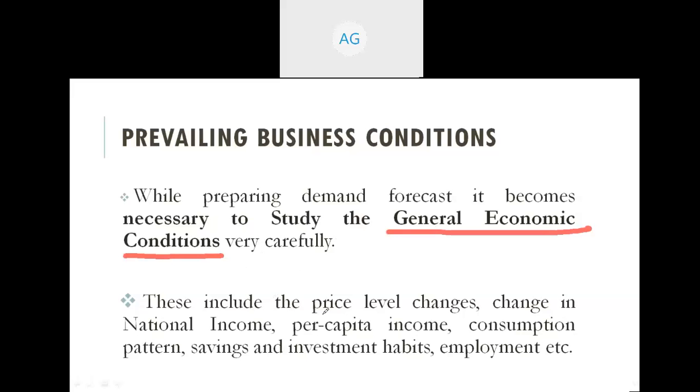So these include the price level changes, changes in national income, per capita income, consumption pattern of the consumer, savings and investment habits of the consumer, employment status of the country, etc. So these are the factors on which the business conditions are dependent. So this is the first determinant of demand forecasting. So moving to the next slide.